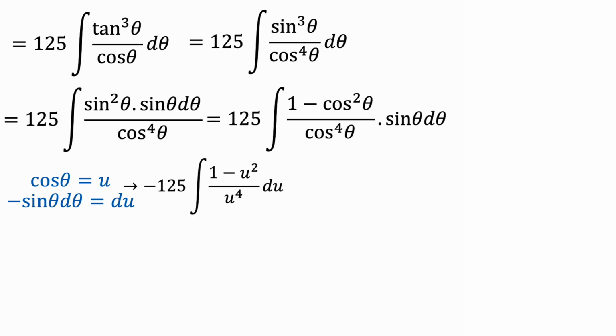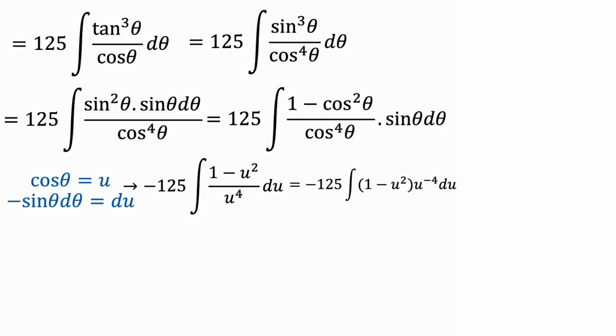Now, if I perform the substitution, what will I obtain? We have negative 125 times the integral. For the numerator, since we let cosine be u, that becomes 1 minus u squared. And the denominator stays as u to the power of 4 du. All right, everything is ready now. We just need to write u to the 4th in the denominator as u to the power of negative 4.